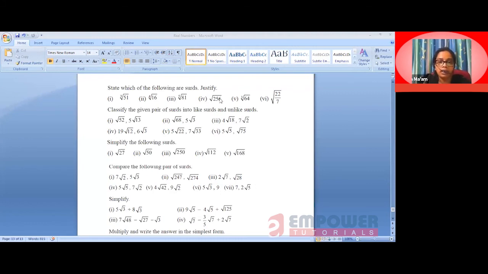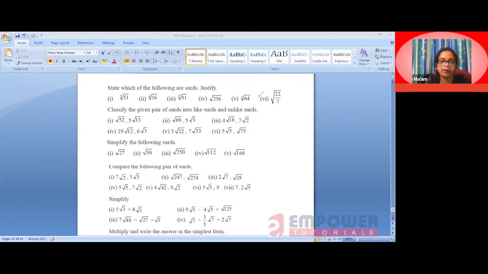Now tell me whether root 256 is a surd or not. No, ma'am, because 16 square. So the answer of this is 16. So I cannot say it is a surd.